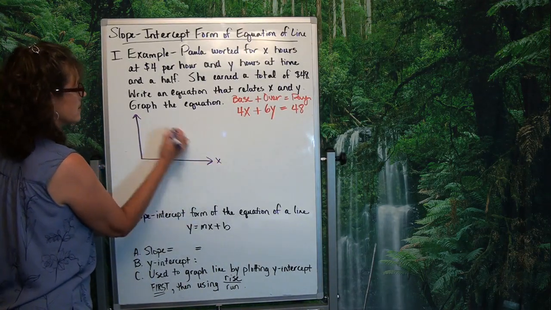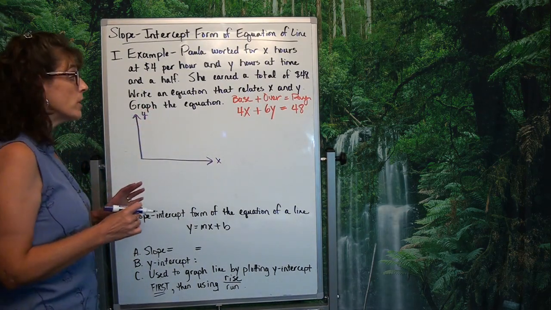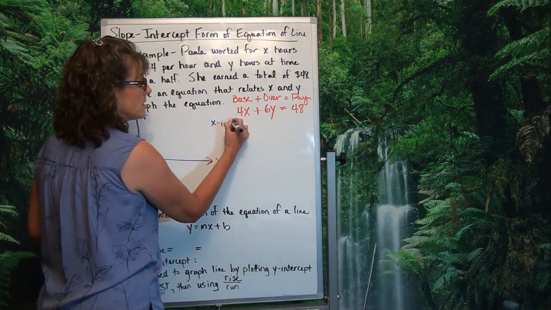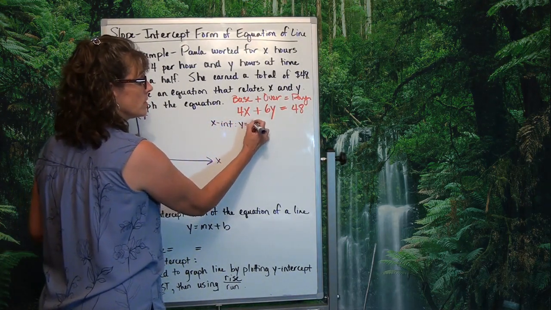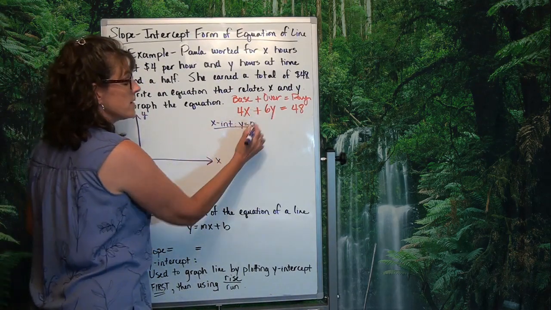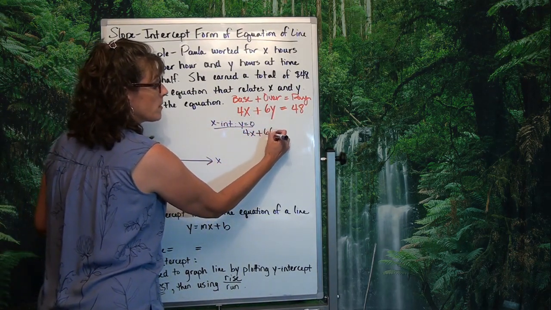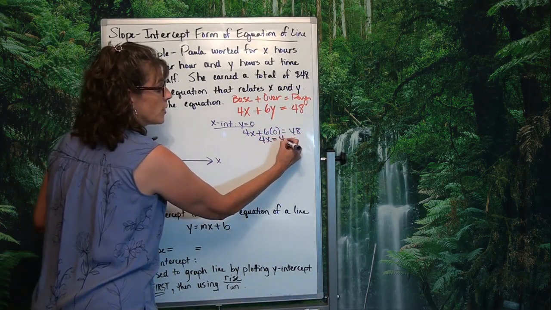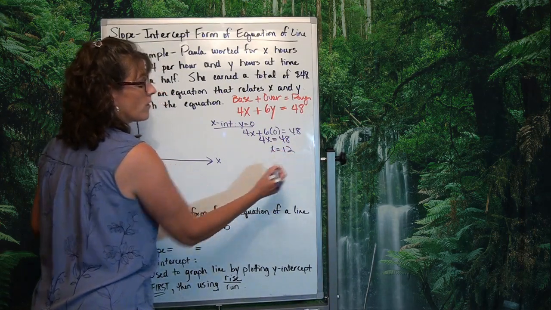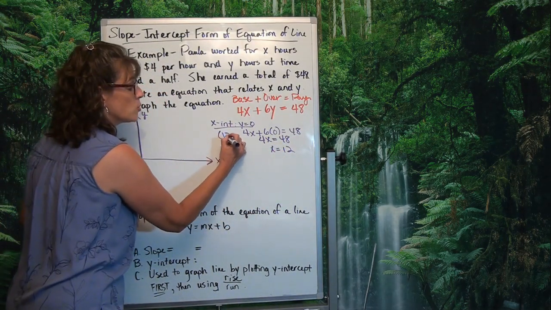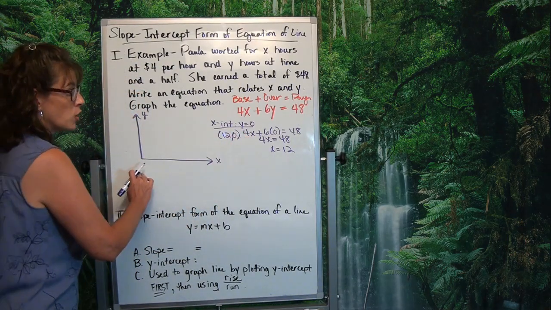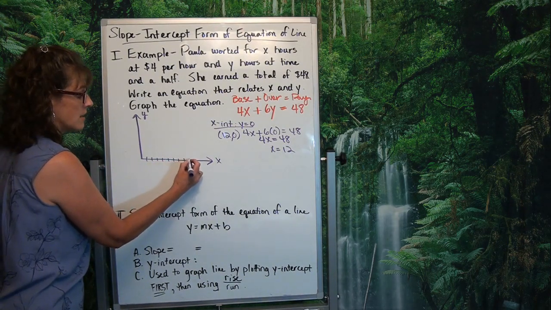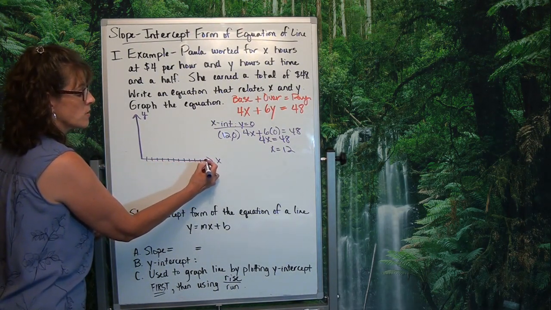So here is my x-axis, here is my y-axis. Now, I'm going to use my x and y intercepts, and we know that to get an x-intercept, remember, x-intercept means make that y 0. So I'm going to make the y 0, and when I do, remember that means this is completely gone. And so now I have 4x equal to 48. When I divide by 4, I get 12, giving me the point 12, 0. So that means along this x-axis, 1, 2, 3, 4, 5, 6, 7, 8, 9, 10, 11, 12, right there is a point 12, 0.